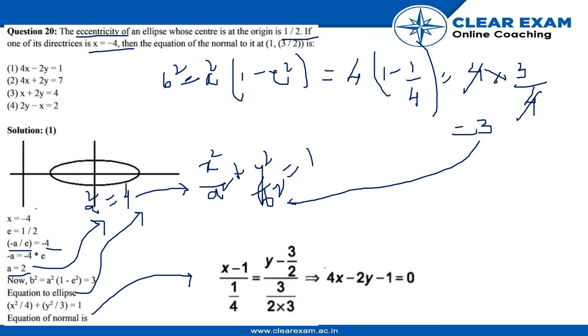for which simply we are going to use these coordinates. For that, x minus 1 upon 1 by 4 equal to y minus 3 by 2 upon 3 upon 2 into 3. The 3 will get cancelled out, and this equation comes out to be 4x minus 2y minus 1 equal to 0. And if we check with the given options, option A is the correct one.